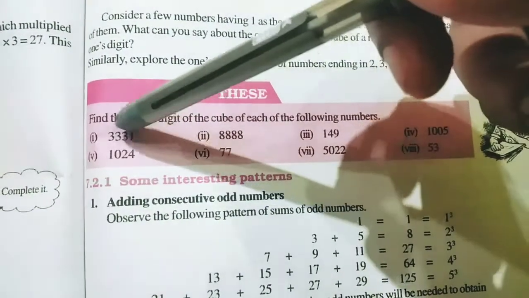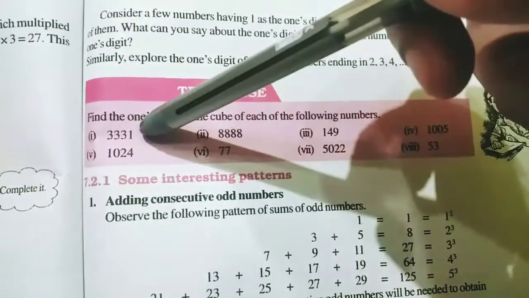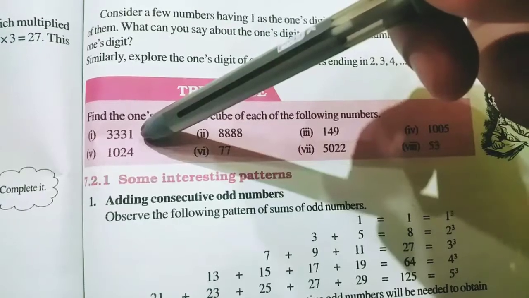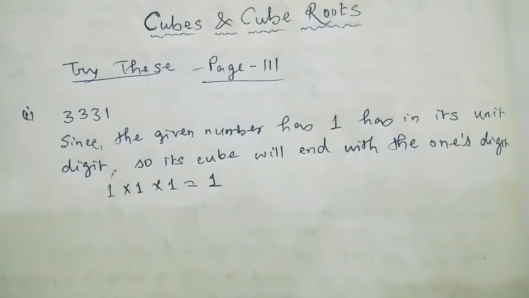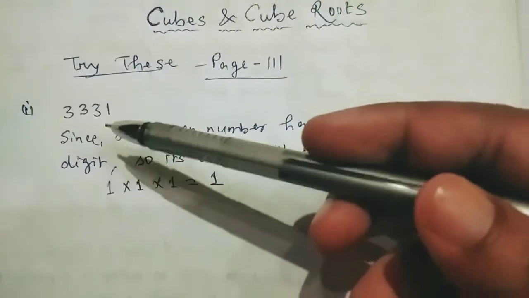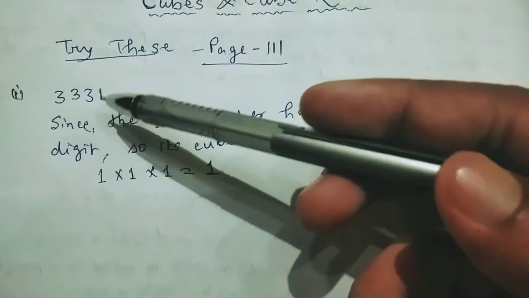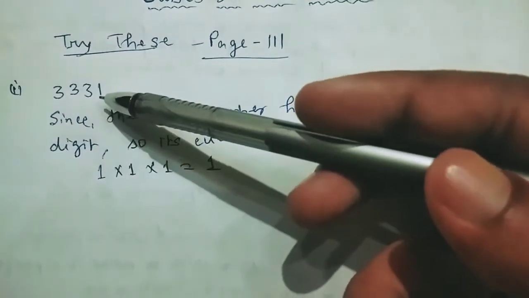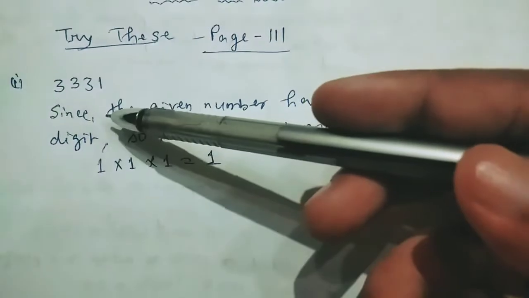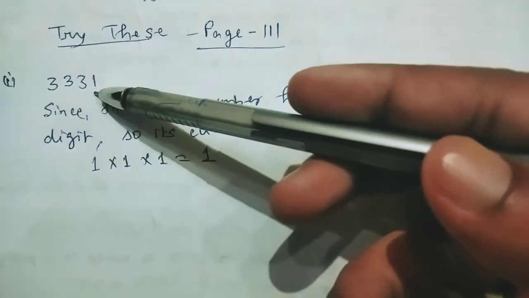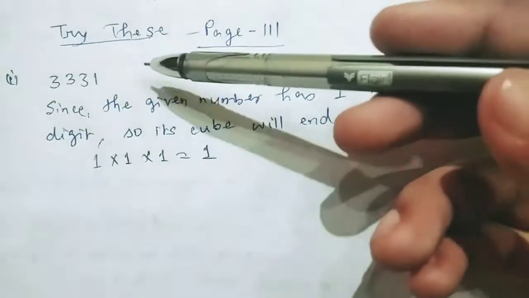So you have to find out what is the unit digit of this cube. When you cube this number, what will be the unit digit? So 3331. How can you know the unit digit of this number? So everyone see here, the 3331. You have to find out what will be the ones digit of this cube. Since you only have to see the ones digit, no need to multiply this whole number 3 times. Okay, this is the shortcut.